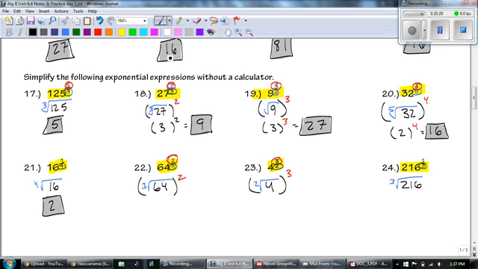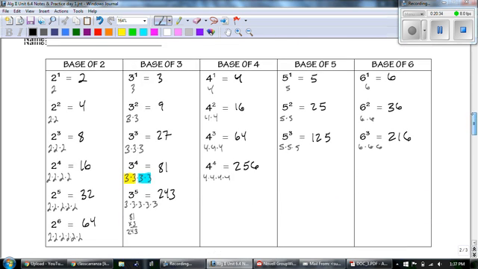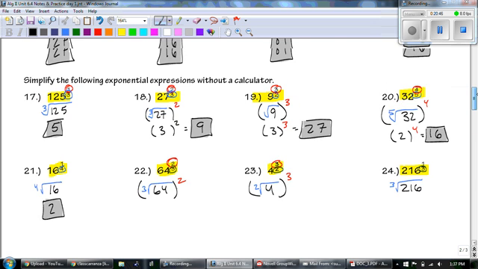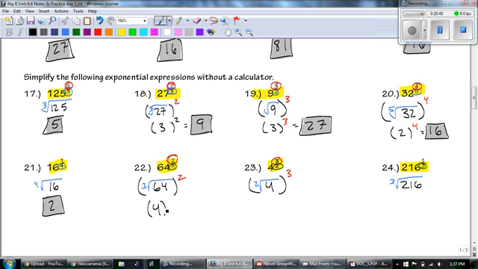Okay, number 22 is a little bit more work. 64 to the third, so I'm just looking at 64. There it is, to the third power. Here's another 64, but that's to the 6th. Okay, so I know that that's not what I need. All right, so it's 4. And then we need to do 4 squared, and 4 squared is 16. Okay?